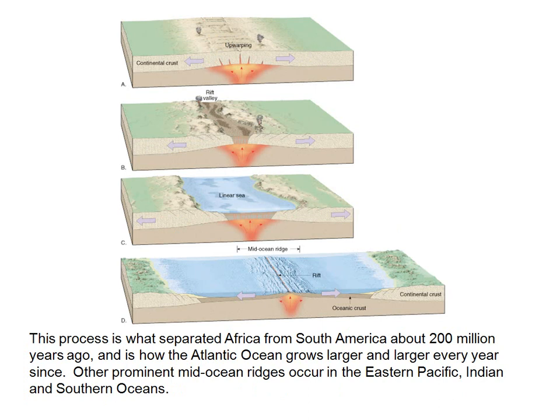This process is what separated Africa from South America about 200 million years ago, and is how the Atlantic Ocean grows larger and larger every year since. Some other prominent mid-ocean ridges occur in the Eastern Pacific, Indian, and also Southern Oceans.